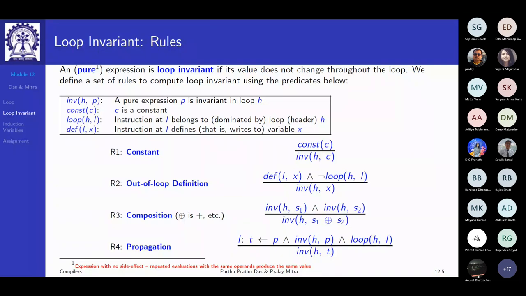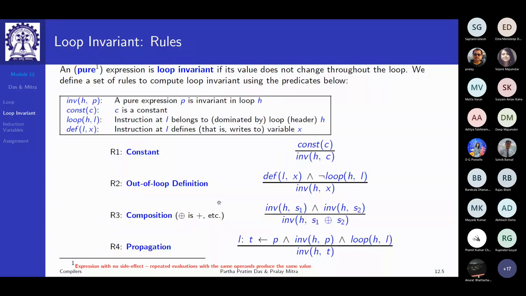So when will that happen? How will you algorithmically decide it? Actually, this is the basic use of reaching definitions. That is, you are saying that anything that reaches the definition of X is outside the loop, right? So that is why it's called out of loop definition, right? So these, R1 and R2, are the 2 fundamental rules to get invariants.